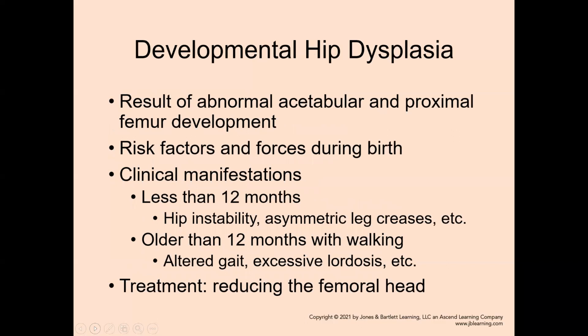Now we're going to go over some of the disorders related to the musculoskeletal system. We're going to start with congenital and developmental muscular system disorders. Developmental hip dysplasia is a result of abnormal acetabular and proximal femur development, is more common in females, and the risk factors include the fetus being in a breech position in the third trimester, and after birth, it can happen because of excessively tight swaddling.